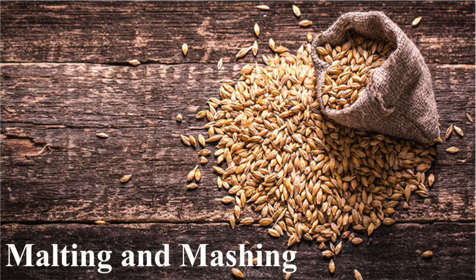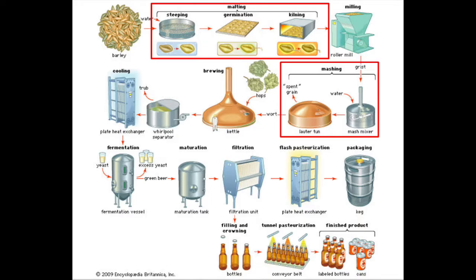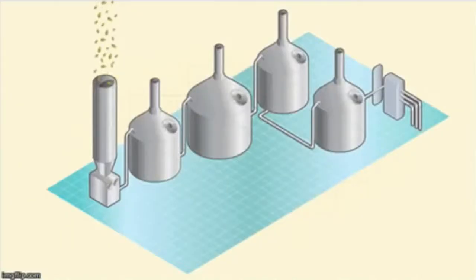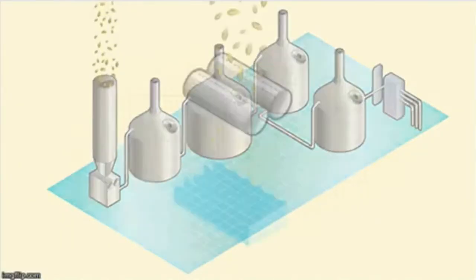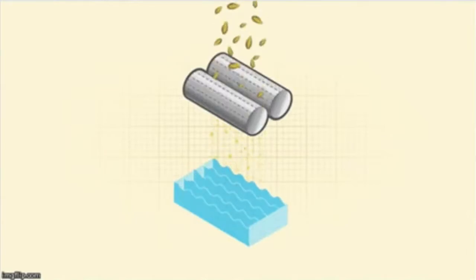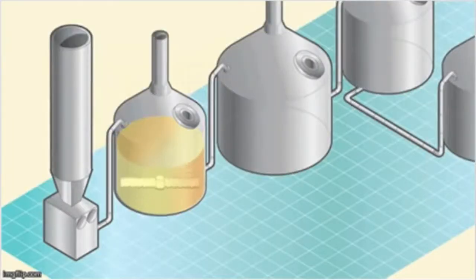We will start with the malting and mashing process, which is shown in the red boxes. Malting is when the starches are formed and the grain is dried and milled. Next is the mashing process, which brings the dried and milled grain to 149 through 158 degrees Fahrenheit.